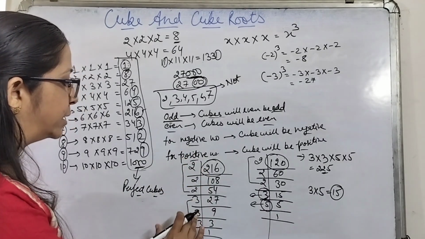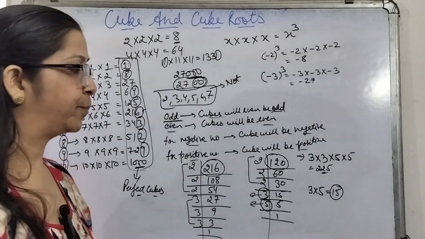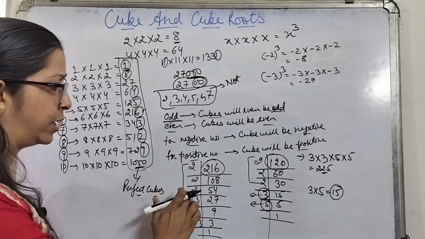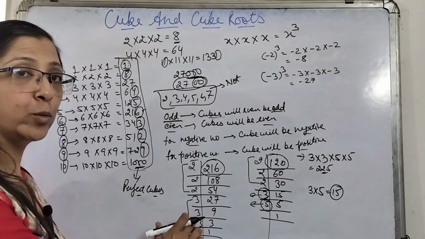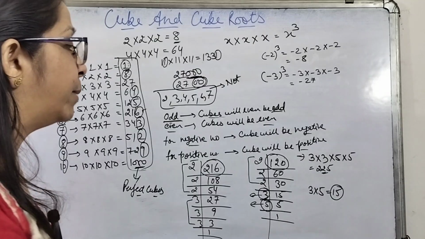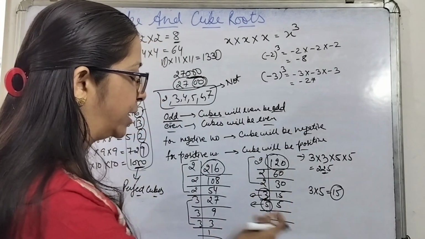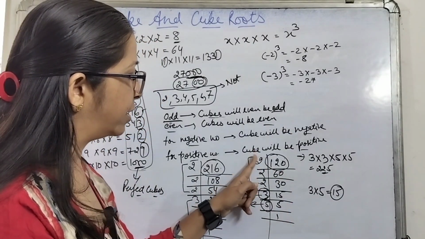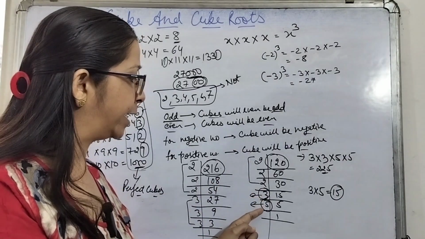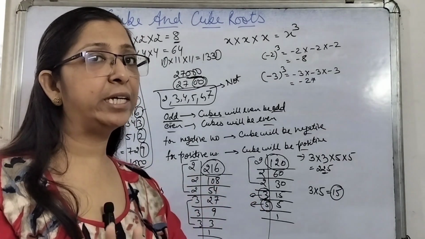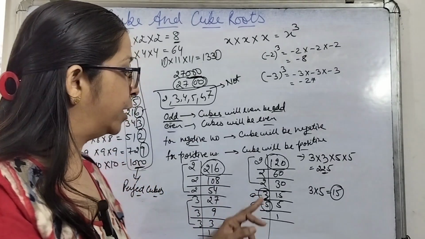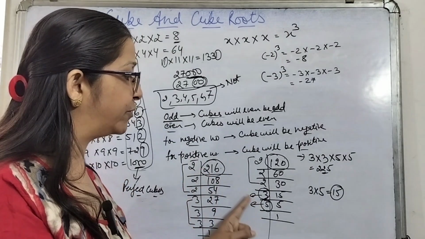If all the factors are in groups of 3, here we can see that the factors are 2 and 3, and 2 is in a group of 3. 3 is also in a group of 3. So we will say that 216 is a perfect cube. But if the prime factorization is something like this, in that case we can see that there is a group of 2 over here, but there is no group of 3 and group of 5. We want groups of 3 each. That means every factor should be in triplets, groups of 3s. Now only one 3 is there, only one 5 is there.